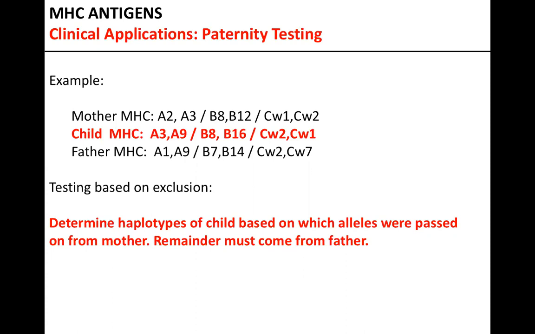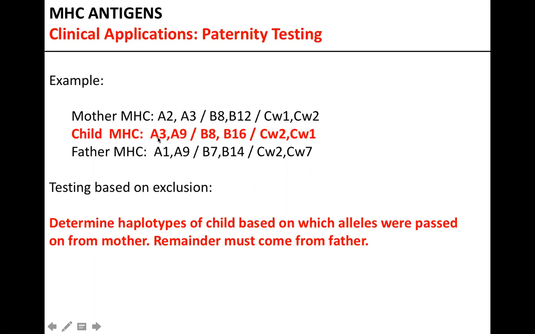The child has A3, A9, B8, B16, C2, C1, and the father has A1, A9, B7, B14, C2, and C7. So how do we use this information to figure out if the father is in fact the child's father? Okay, so let's go through this.